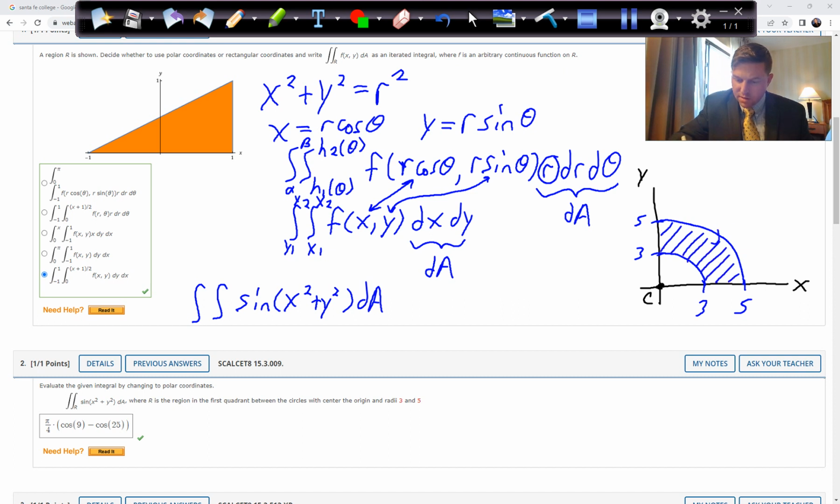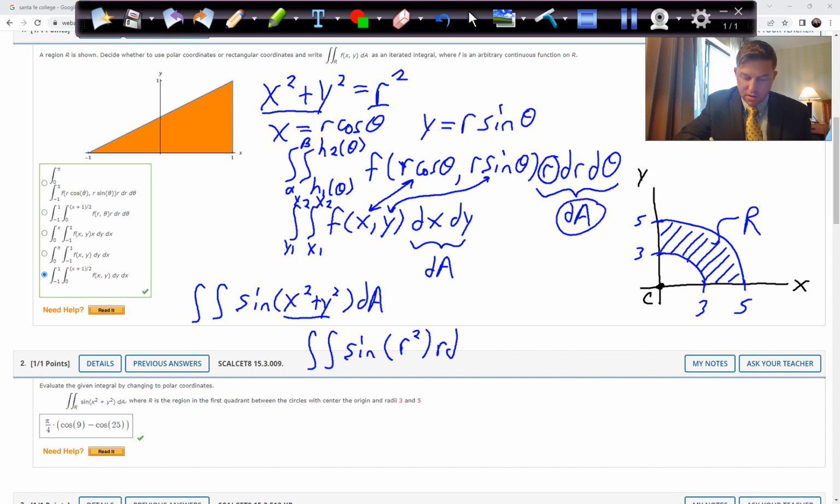So this is r. Okay, so we have to change this to polar coordinates. So we're going to first change this to sine. The first thing we're going to replace this with is we can write x squared plus y squared as radius squared. So we're going to write that as r squared. dA from here we're going to write as r dr d theta.